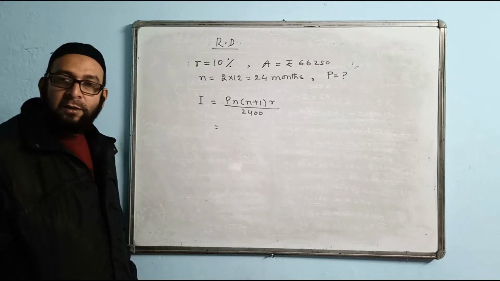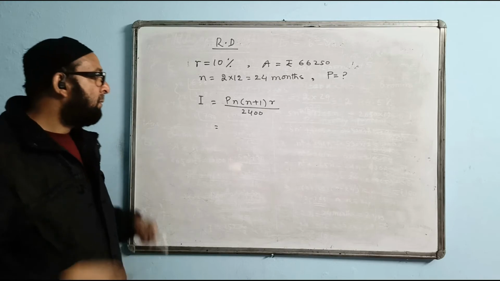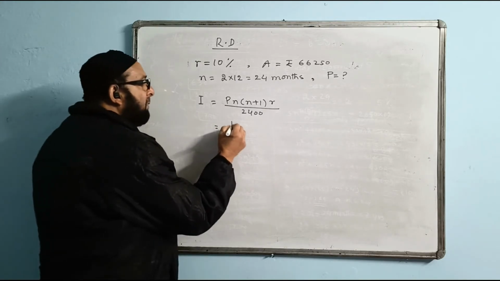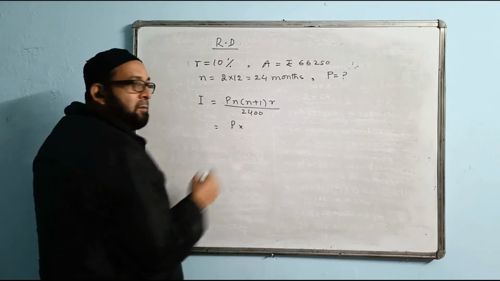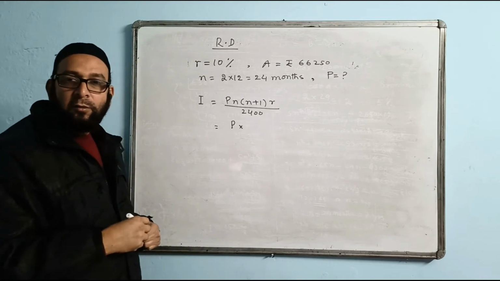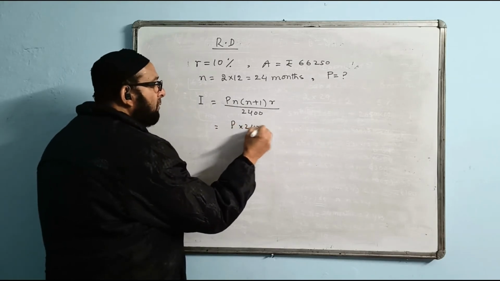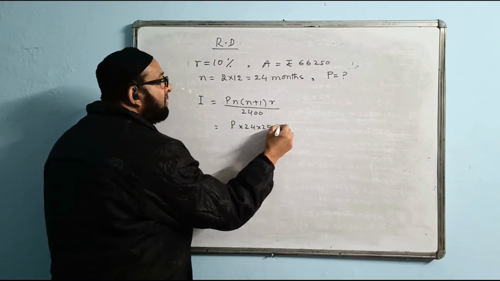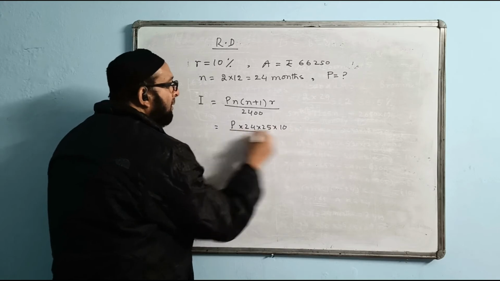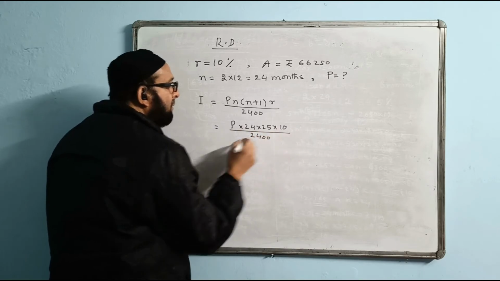Carry on, I'll see and ask you the steps. P remains, as you may not see my solution. You can see the solution later on if you get stuck. N is 24, this is 25, R is 10 by 2400.